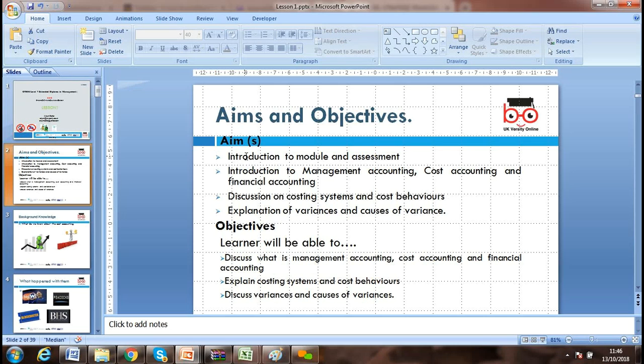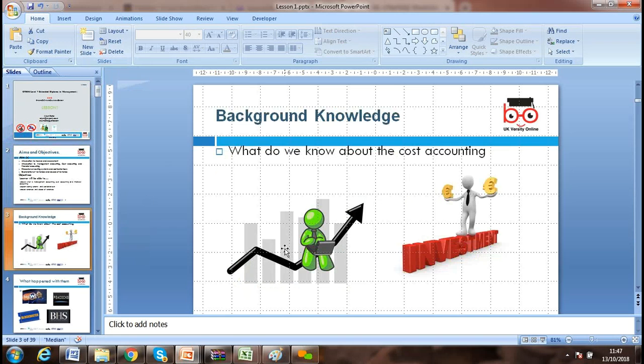Then we will go through variances. Why do we have a variance? You budget something, we budget our expenditure, our personal finances as well as in business. Why are you spending more than the budgeted? Why are we spending under the budget? What are the causes behind the variance? Variance is the difference between the budgeted and actual costing. So that's all we'll go through.